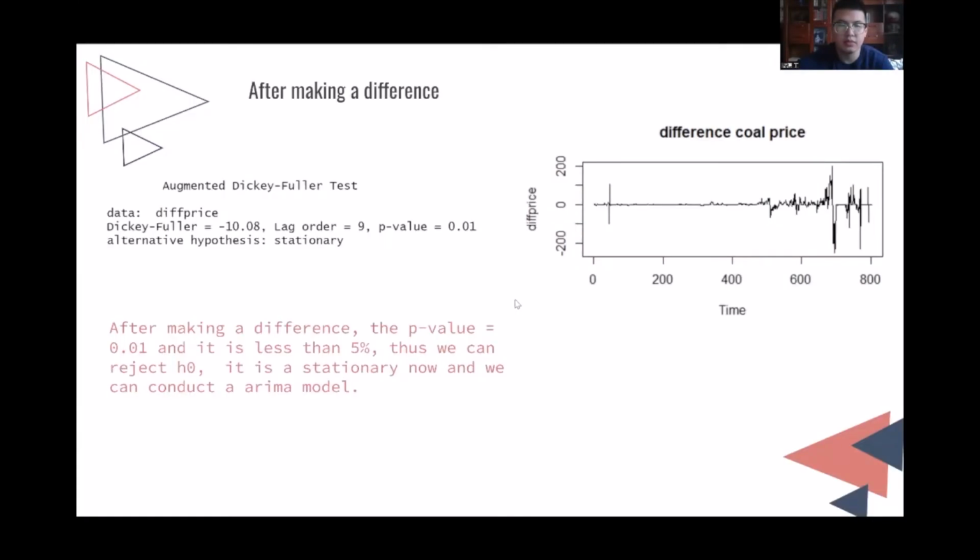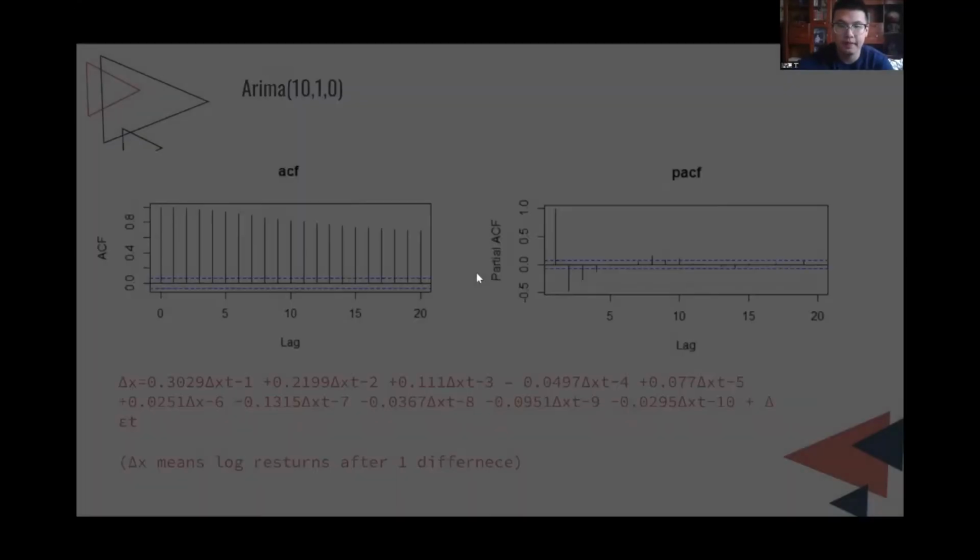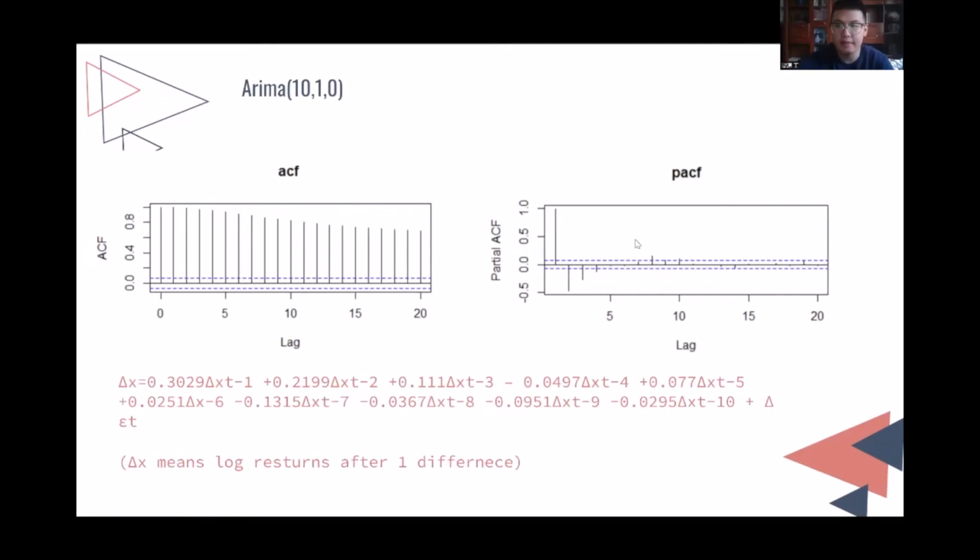After that, we take a difference, and we still select the lag order of 9. We find the p-value is 0.01. It is less than 5%. We can reject H0, since it is stationary now, and we can conduct an ARIMA model to fit it. Based on the ACF and PACF plots, we can find it is an ARIMA(1,0,1,0) model. And delta x means the log returns after one difference, and this is that model.